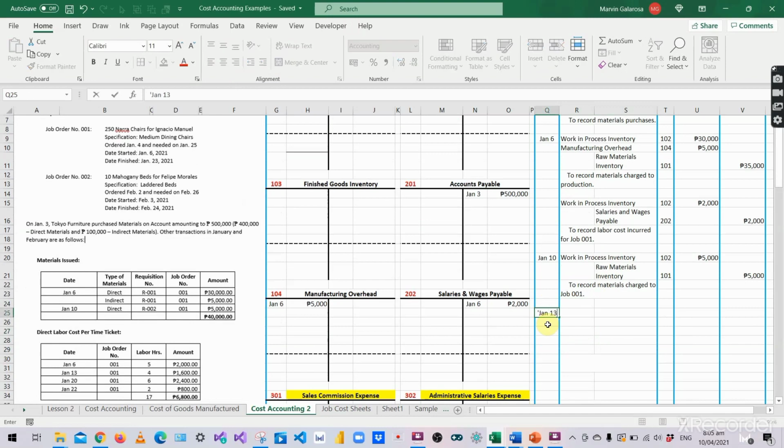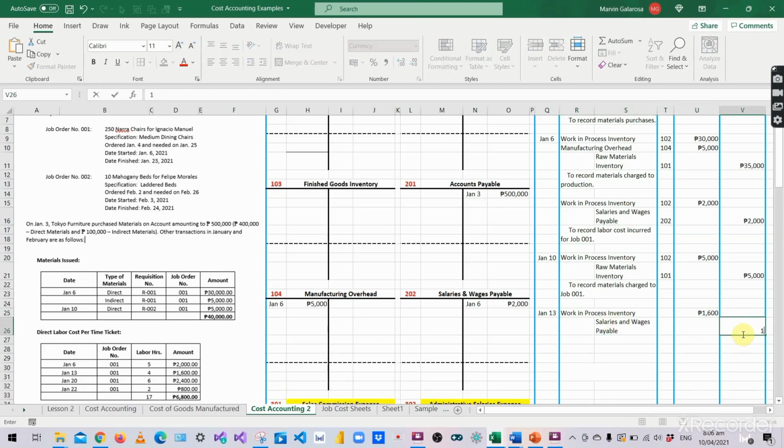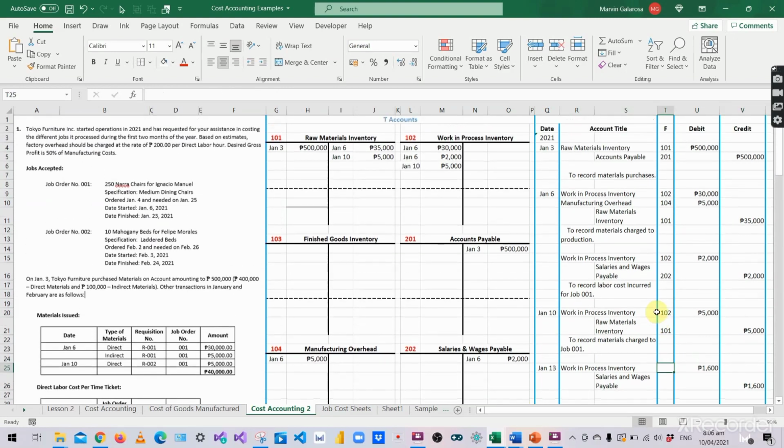January 13, ang direct labor cost, once na-incurred siya, charge siya sa work in process inventory. So, we debit work in process inventory. How much? 1,600. Credit naman tayo ng salaries and wages payable, 1,600. After nun, i-post mo siya sa T account.